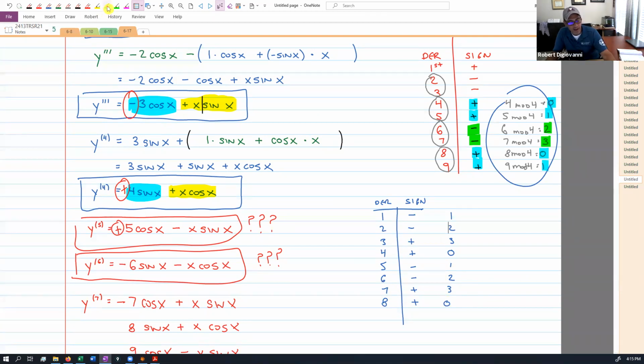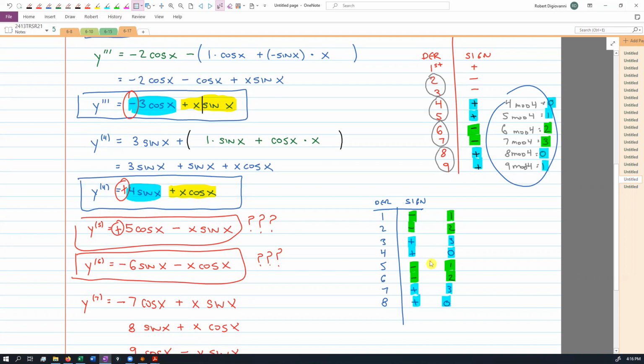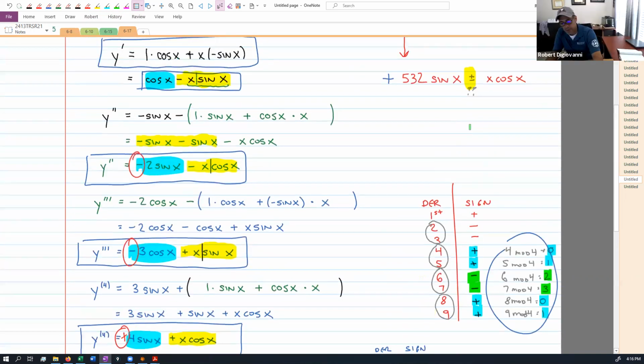So anytime you have a plus sign, that's either a 3 or a 0. Or if you have a minus sign, it's either a 1 or a 2. What do we have for 532? What was 532 mod 4? 0, so our sign should be plus. So this should be a plus.